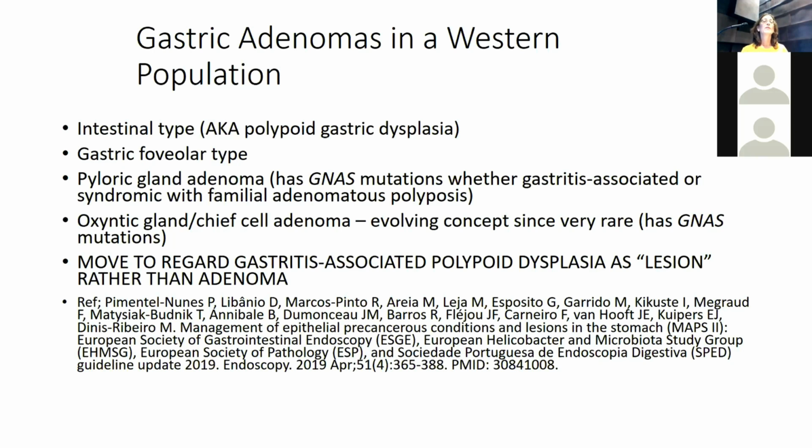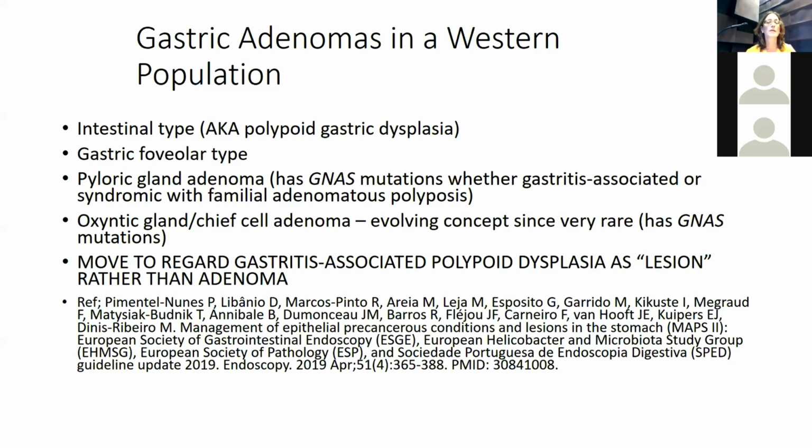There's the foveolar type, there's the pyloric gland type, and then there's the more rare gastric chief cell or oxyntic gland adenoma, and that's much more rare, and it's sort of an evolving concept. GNAS mutations are seen in both pyloric gland adenoma and oxyntic gland adenoma, and there's this very interesting association of the pyloric gland adenoma with familial adenomatous polyposis, particularly the very rare GAPPS, or gastric adenocarcinoma and proximal polyposis of the stomach. So kind of an interesting evolving set of understanding. But you see GNAS mutations in pyloric gland adenomas, whether they're sporadic or syndromic.